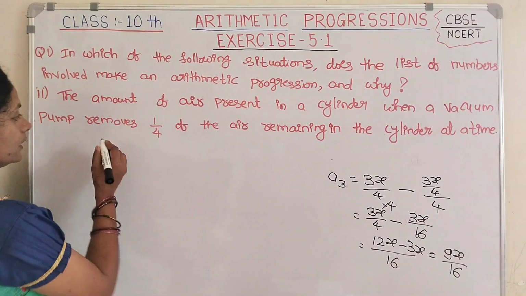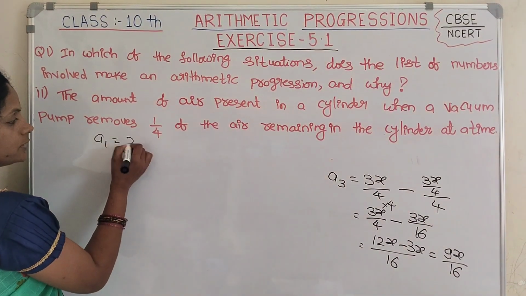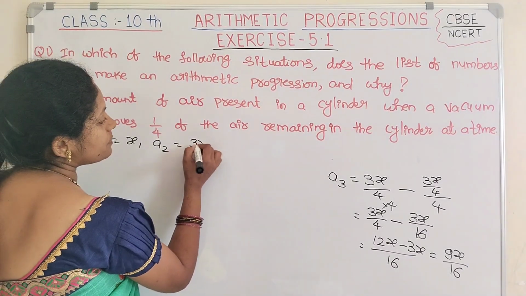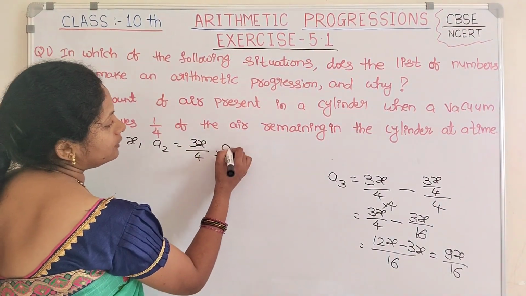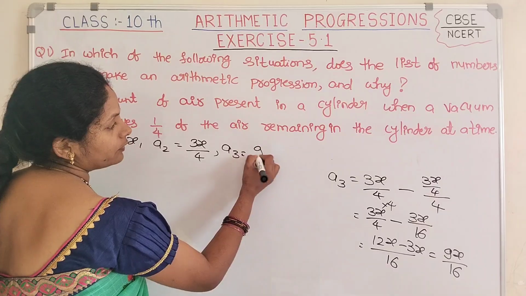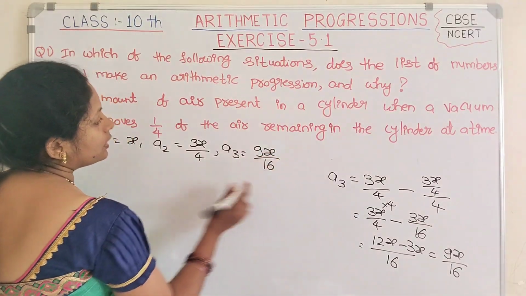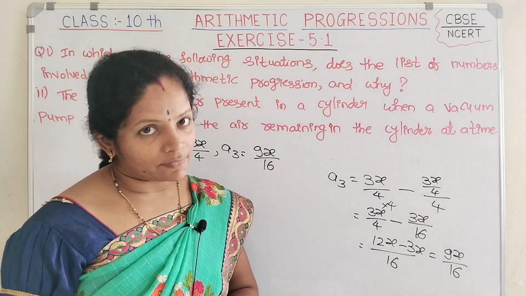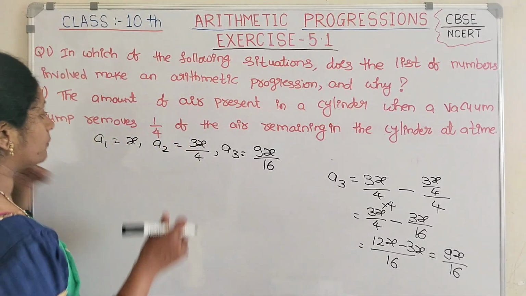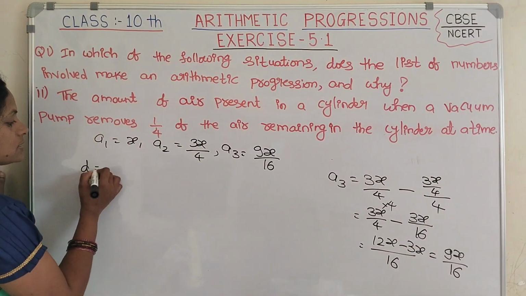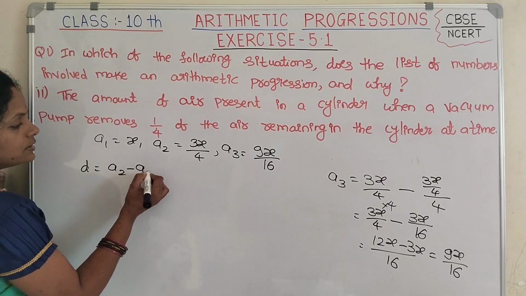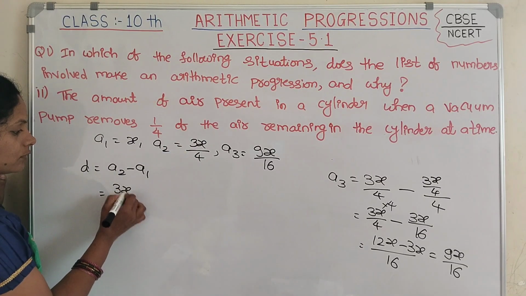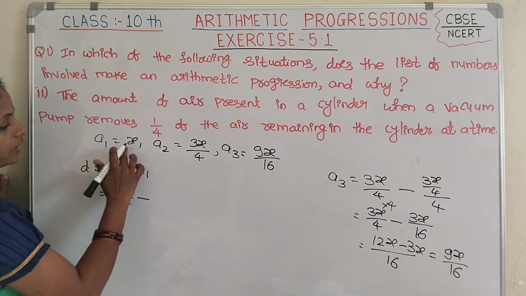We'll write the terms here. a1 is equal to x. a2 is equal to 3x by 4 and a3 is equal to 9x by 16. If these terms have the same common difference, then we can say that it is in the AP, otherwise not. Let us check the common difference of them. How can we check it? D is equal to a2 minus a1. a2 is 3x by 4 minus a1 is x.